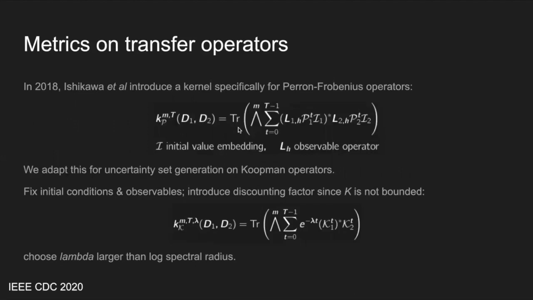For our purposes, we adapt this kernel to Koopman operators as follows. First, since these are uncertainty sets for essentially the same dynamics, we fix the initial conditions and we fix the observable space. And this allows us to drop the initial value and the observable operators in the RKHS from the metric. Second, the Perron-Frobenius operator is bounded, but the Koopman operator is not, so we will need to introduce this exponential discounting term, which ensures that our kernel over Koopman operators is convergent for all arguments.